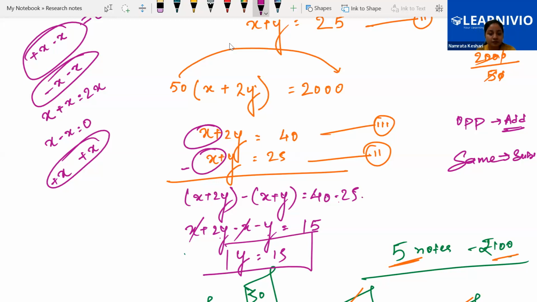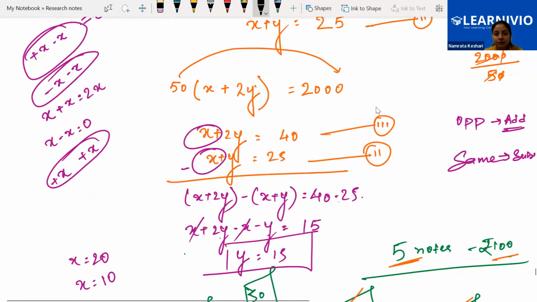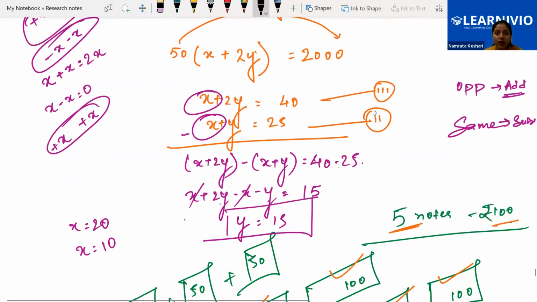Ma'am, x will be 20. x equals 20. Check it, Ziana. Are you getting the same x? Ma'am, x will be 10. You are getting x as 10. Okay, let me check. Which equation have you used, Harshit? Equation 1, 2 or 3? Ma'am, 2.